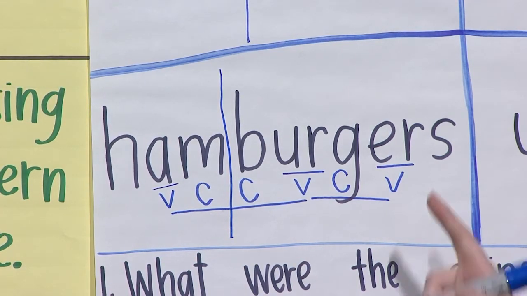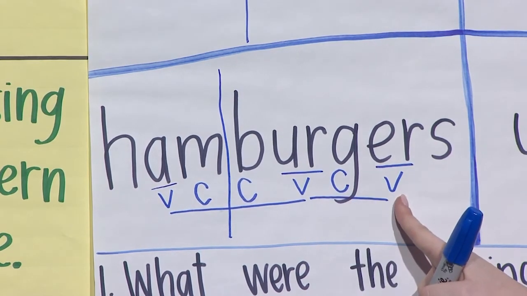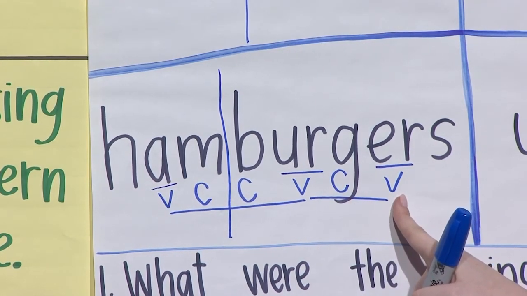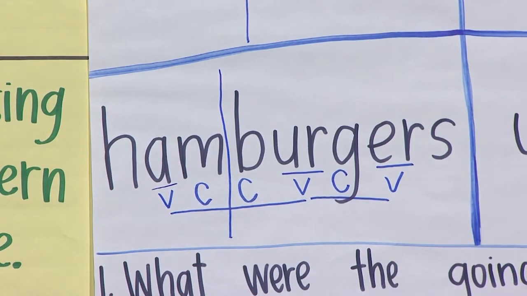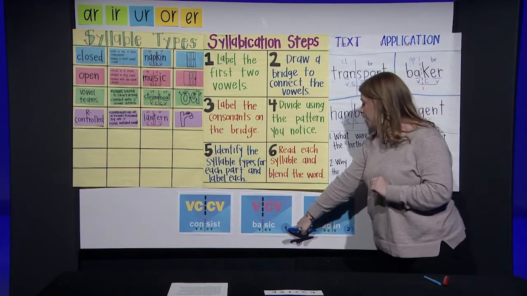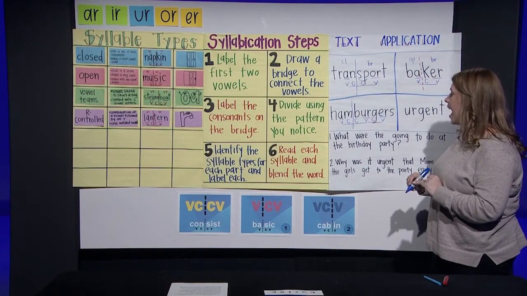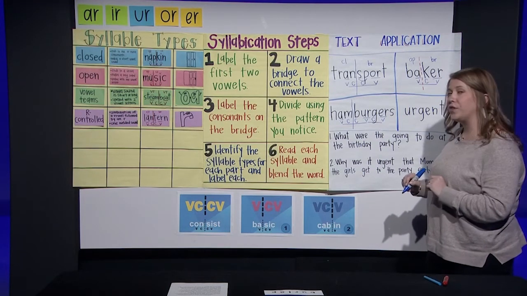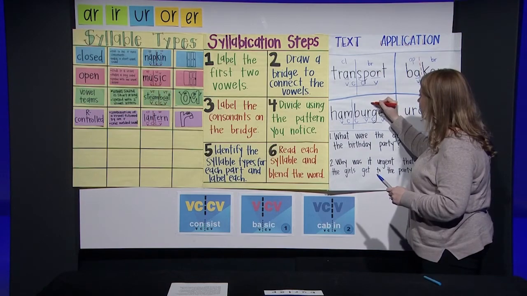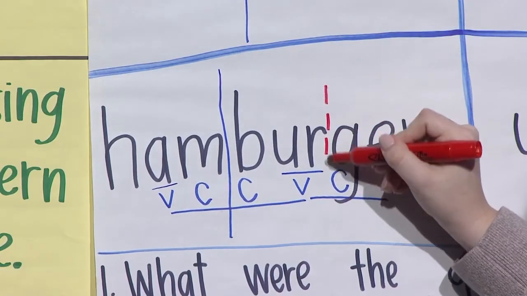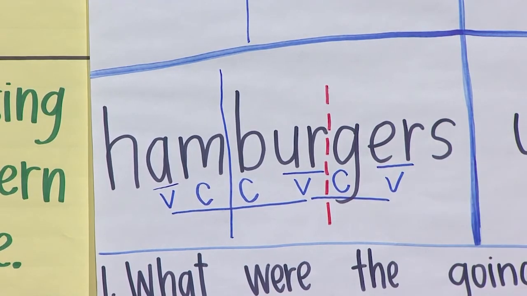Now, my next pattern is V, C, V. Where do I divide when I see this pattern? That's right. We have two options, but we always start with our number 1. So we're going to try to divide after the vowel before the first consonant. So I'll draw my dotted line just in case we have to change it. Divide right here between the UR and my G.